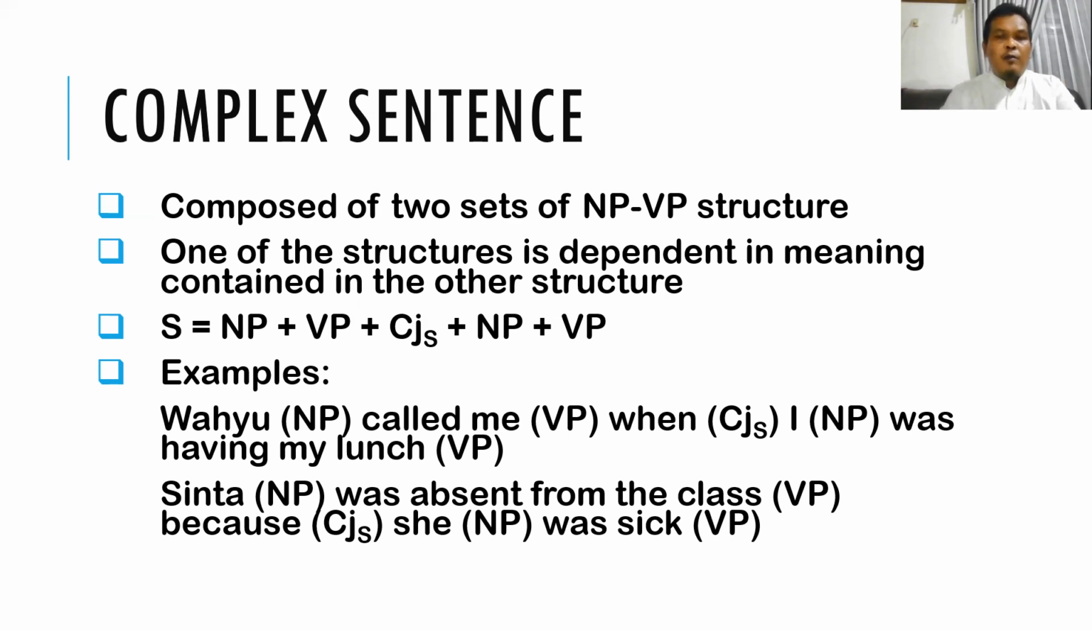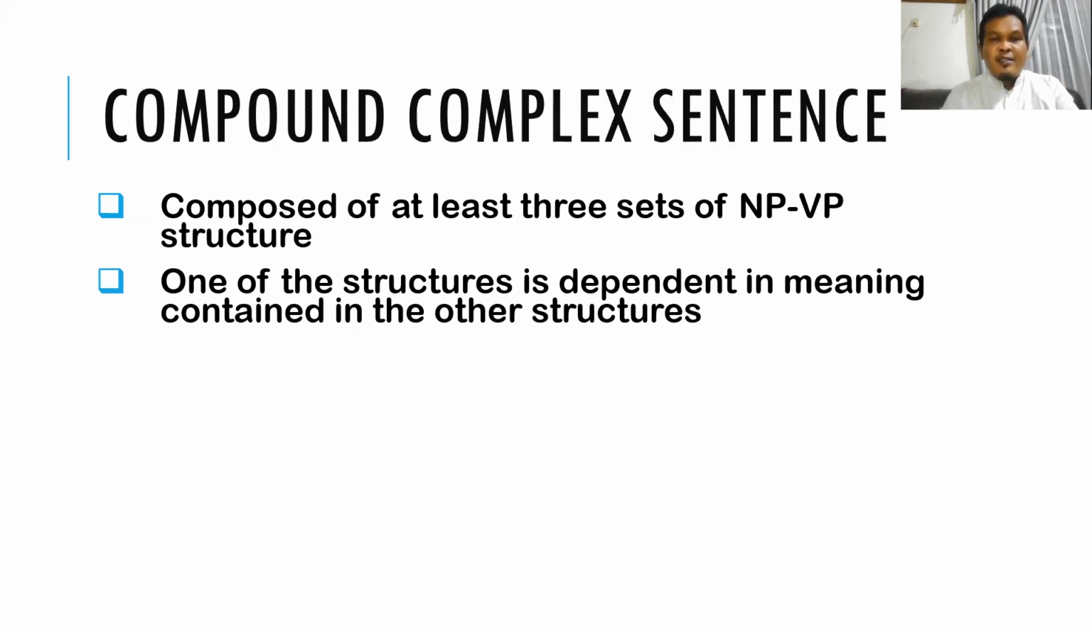Okay. Now, let's see the last type of sentence, that is compound complex sentence. As suggested by its name, you can see that this sentence is a combination of compound sentence and complex sentence. So compound complex sentence is composed of at least 3 sets of NP-VP structure. When I say at least, it means that it can be 4 sets, it can be 5 sets of NP-VP structure. Okay, once again, compound complex sentence is composed of at least 3 sets of NP-VP structure.